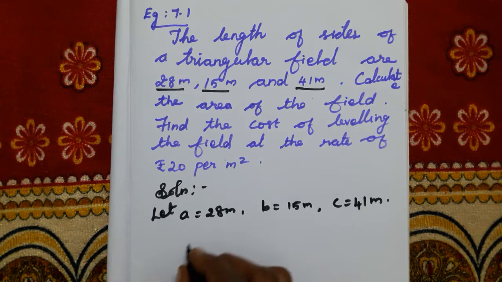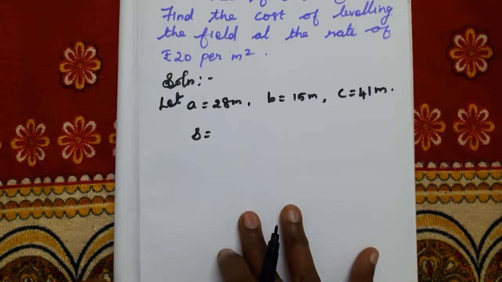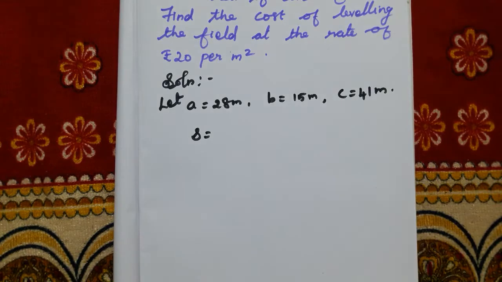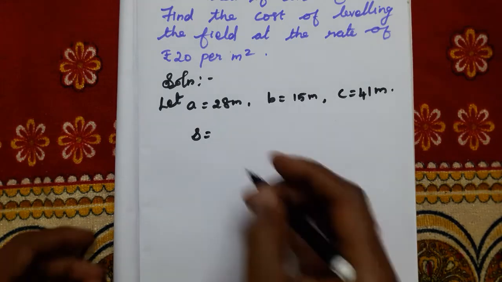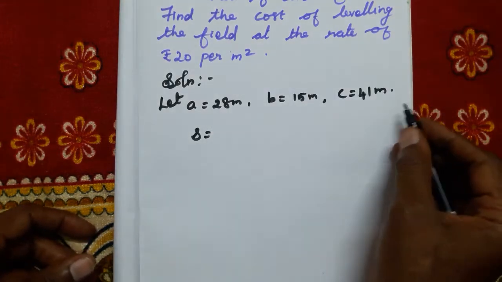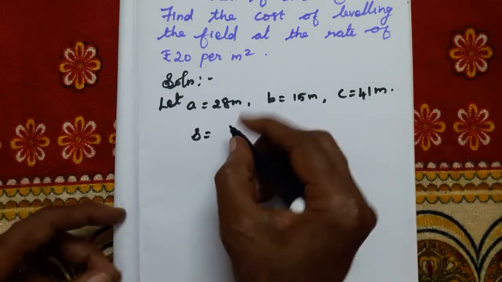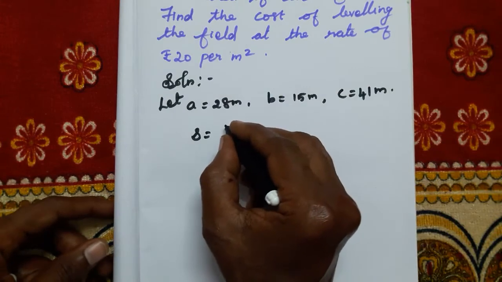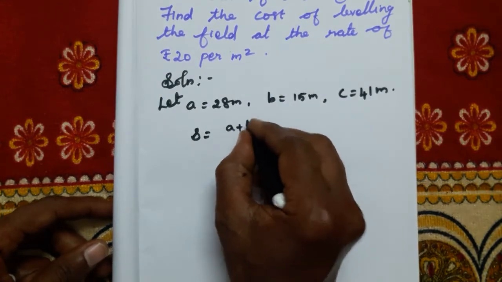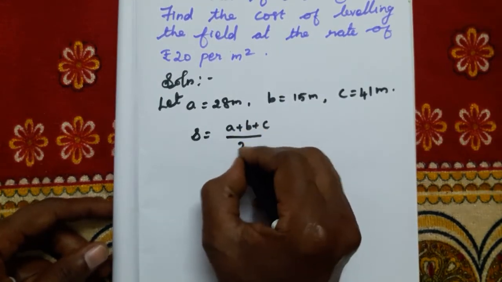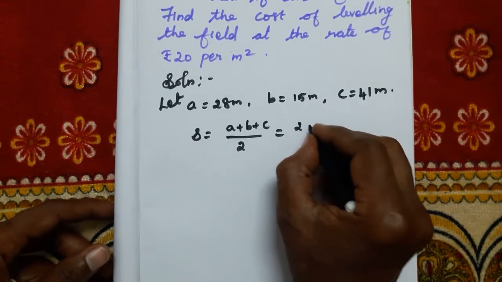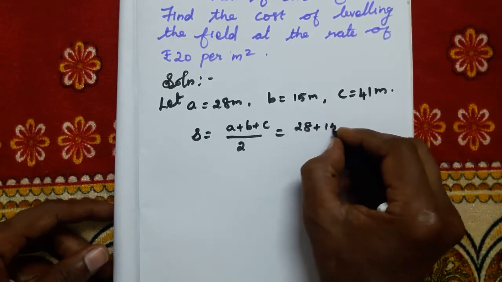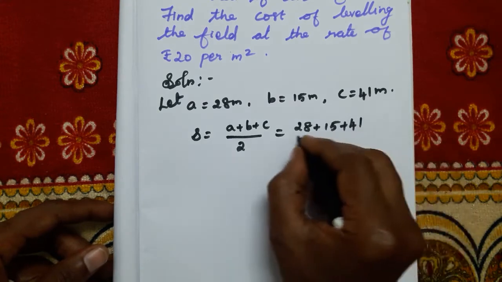Here we want to find out S. What's the formula for S? S is equal to (A plus B plus C) by 2. A plus B plus C means perimeter, and (A plus B plus C) by 2 means semi-perimeter. That is equal to (28 plus 15 plus 41) by 2.